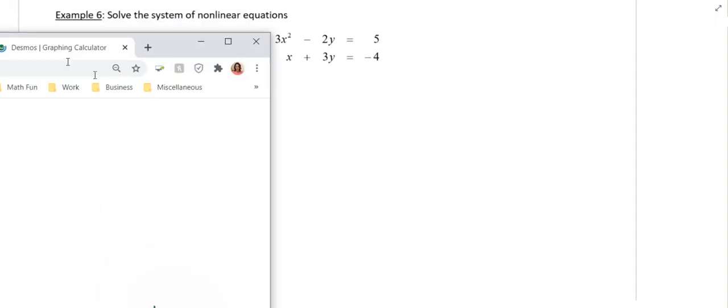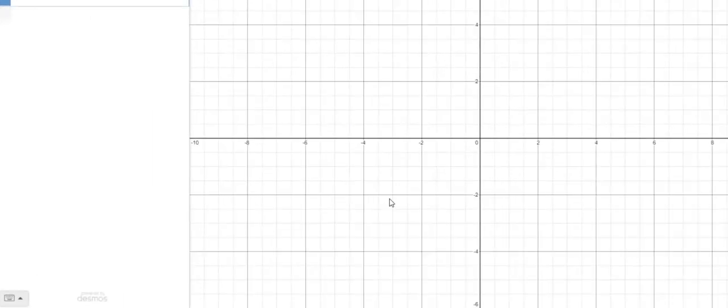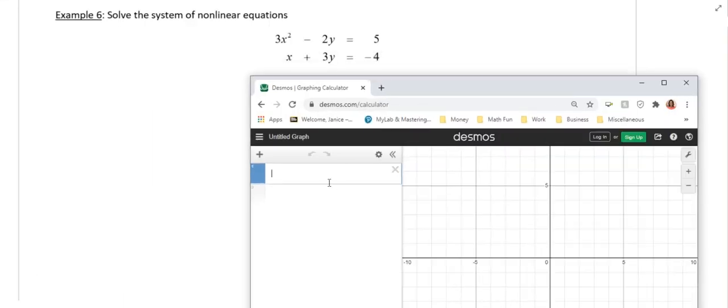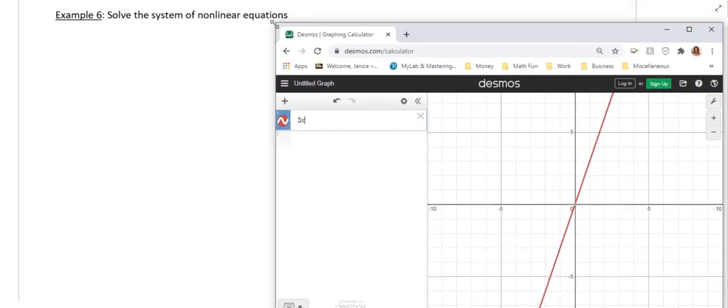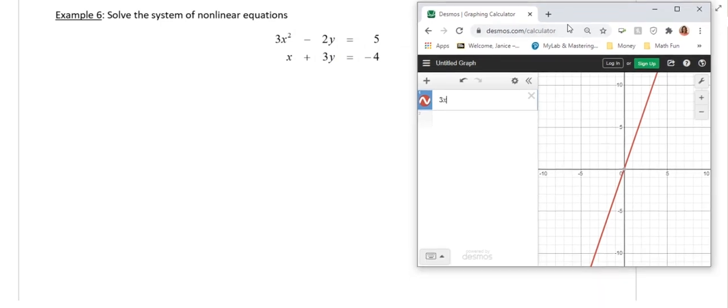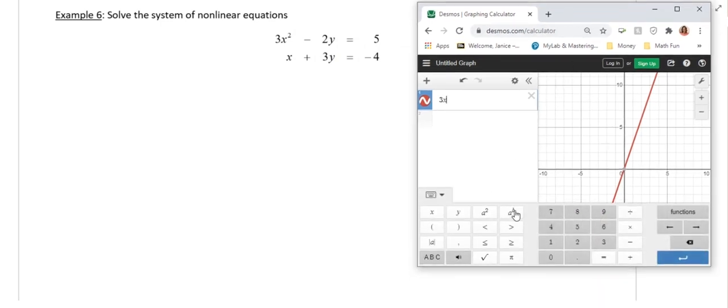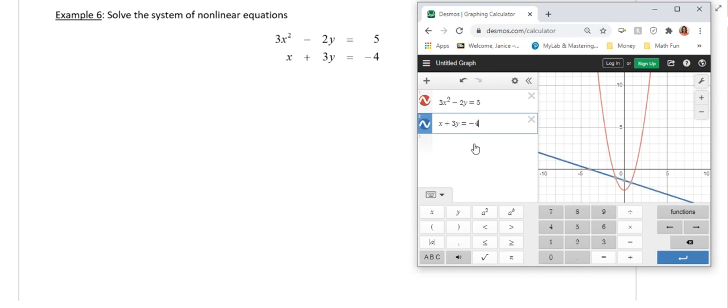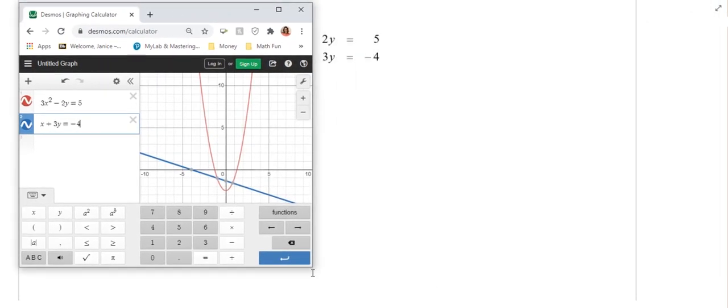So I'm going to pull the graphing calculator over here, and I'll put these in. Let's see. 3x squared minus 2y equals 5, and x plus 3y equals negative 4. Okay, so let's take a look at this graph. Make it a little bit bigger.